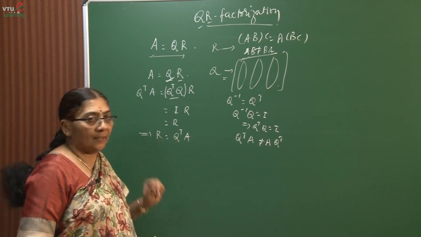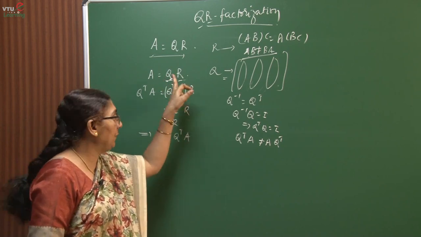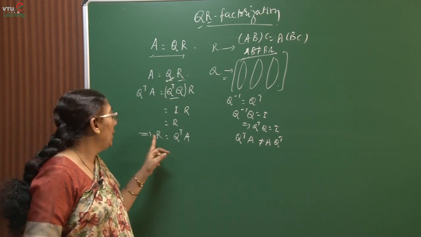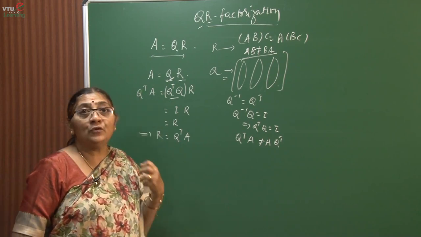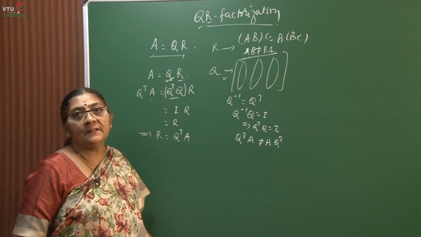we get R. Cross verification: multiply Q into R, not R into Q. Keep in mind, Q into R, not R into Q, because QR is not the same as RQ. Multiply, we get the same matrix. What you find out is that Q and R are correct. This is a cross check.